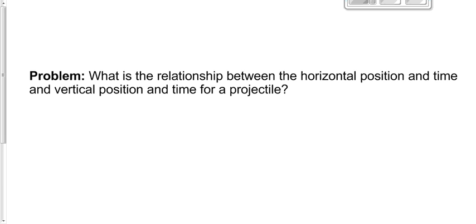The purpose of today's lab is to find a relationship between horizontal position and time and vertical position and time for a projectile. So in other words, what we're going to do essentially is throw up a baseball, a soft baseball, a T-ball, through the air. We're going to measure the horizontal position and the vertical position and the time as that baseball goes through the air, and we're going to plot two graphs, horizontal position versus time, vertical position versus time, and identify what the relationships between those variables are.